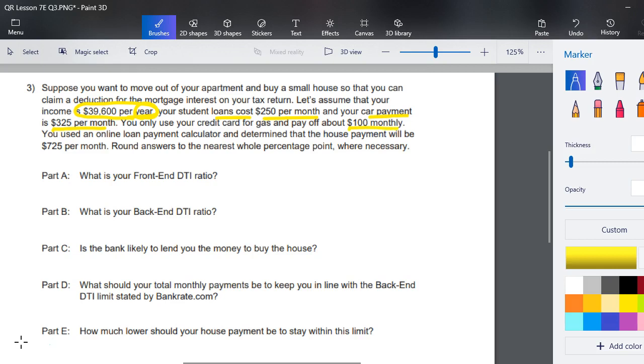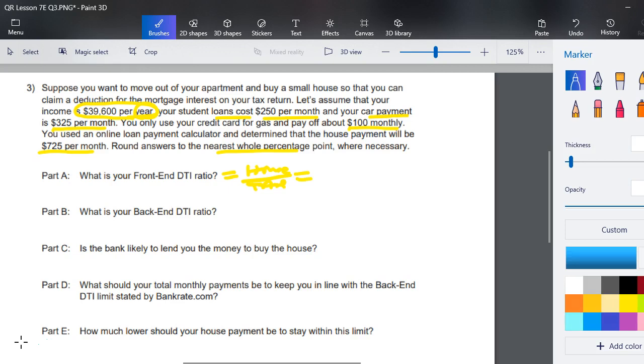You use an online payment calculator to determine that the house payment will be about $725 a month. Round your answers to the nearest whole percentage point where necessary. Here we go with front end DTI. When I look back at the charts, or if you've already memorized, front end DTI is going to have housing over your total income. Again, I like to write words, I like to see what we're doing, and that helps me know what to put where.